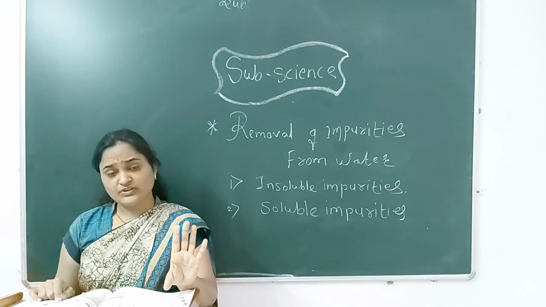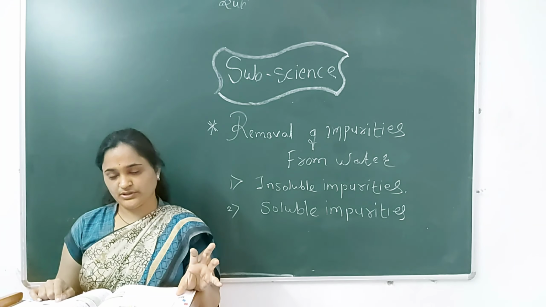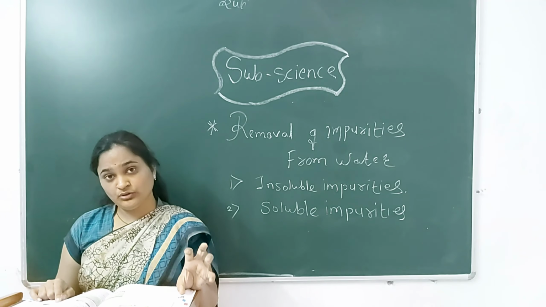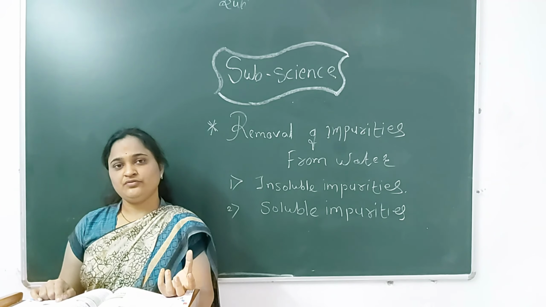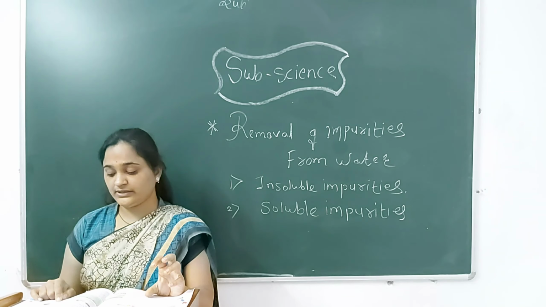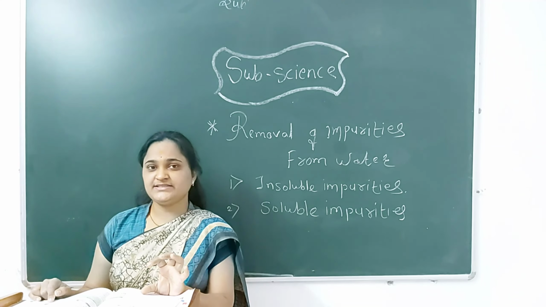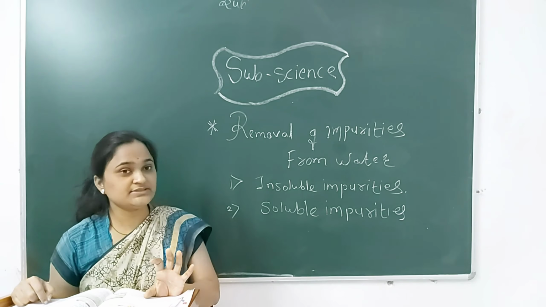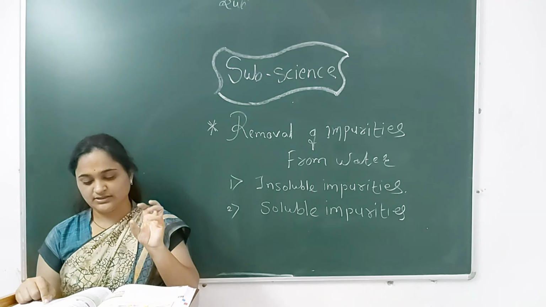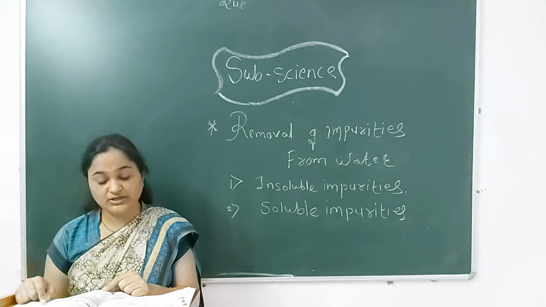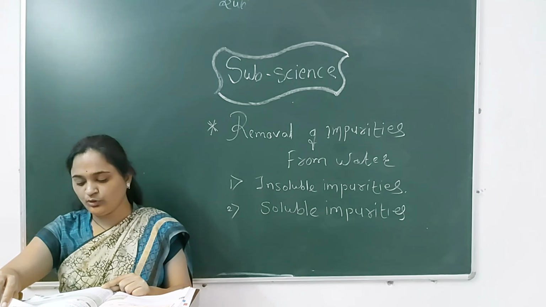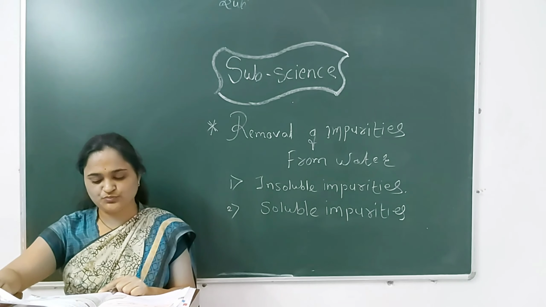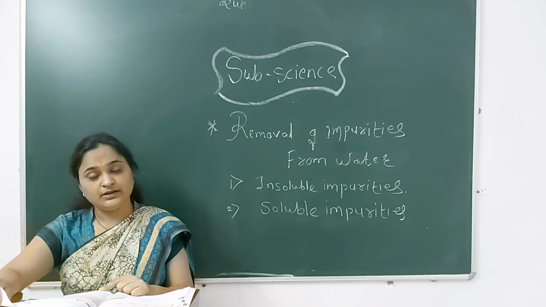Keep it as it is; it takes its own time, and the heavy impurity settles down at the bottom of that container. This is called a sediment. In Marathi we call it gar. This layer of impurity is called sediment. When the impurity has settled down, clear water is left above the layer of impurity. This is called sedimentation.